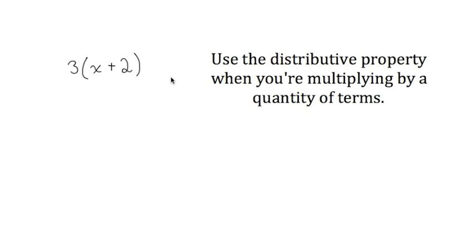If we use this as our first example, 3 times the quantity x plus 2, we need to use the distributive property when you're multiplying by a quantity of terms. Why is the distributive property necessary? If you look at this example, you'll see why. If you go through the steps in the order of operations, step 1, substitute the given values in for the variables, you'll see that there's nothing you can do there. We don't have any given values for x.